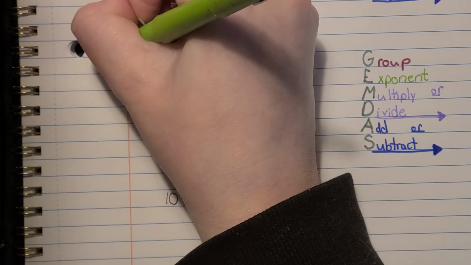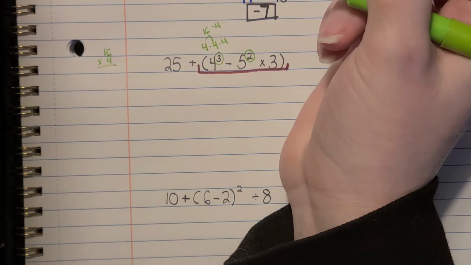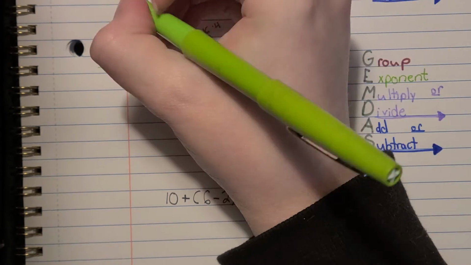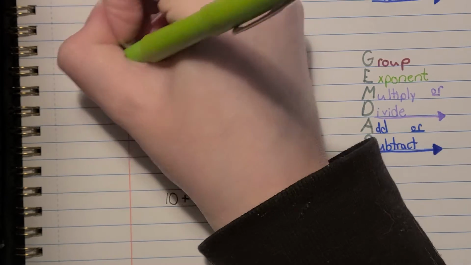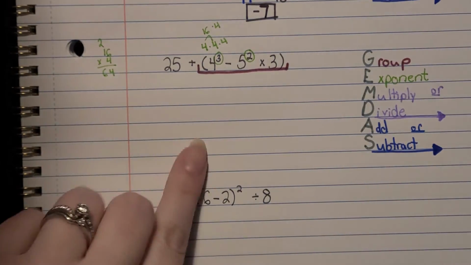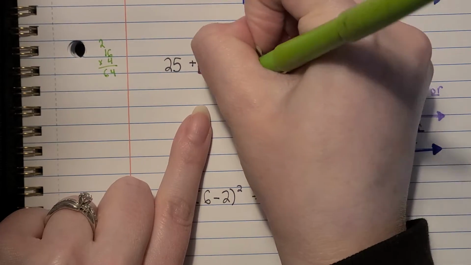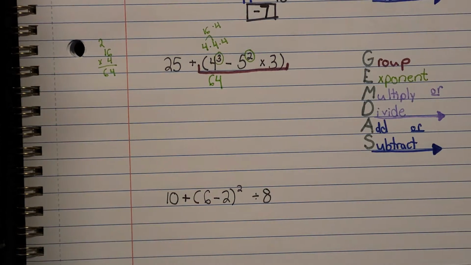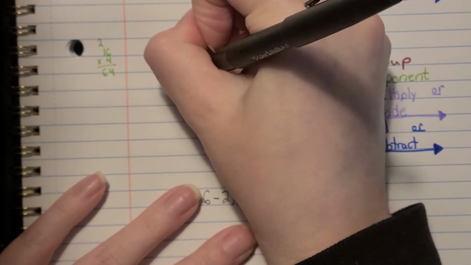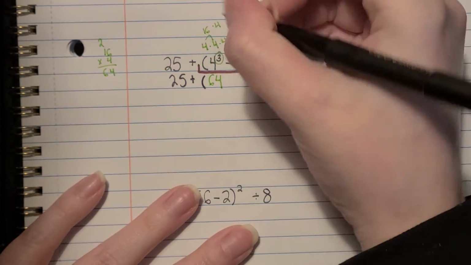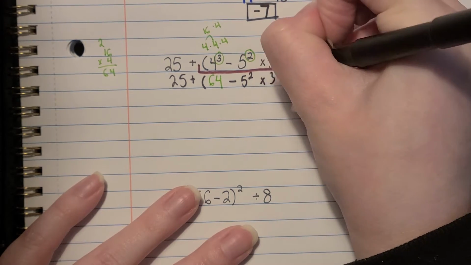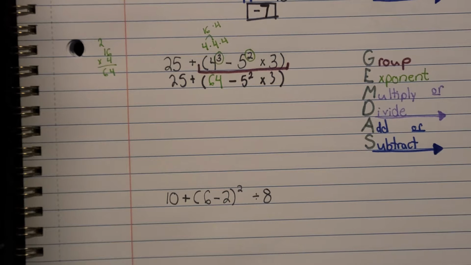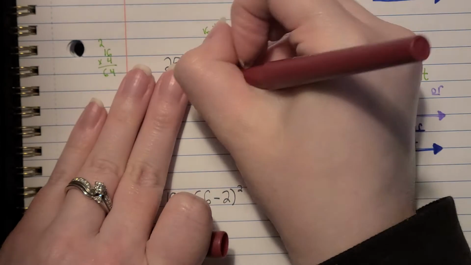16 times 4, that's not something that's on a multiplication chart, so you could come over and do it off to the side. 4 times 6 is 24. 4 times 1 is 4 plus 2 is 6. So we have 64. We will drop everything else around it: 25 plus, even our parentheses, minus 5 squared times 3. That's it. Still have our group to do.